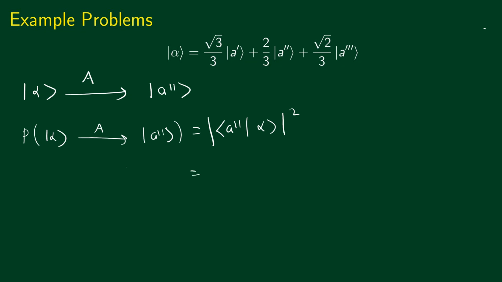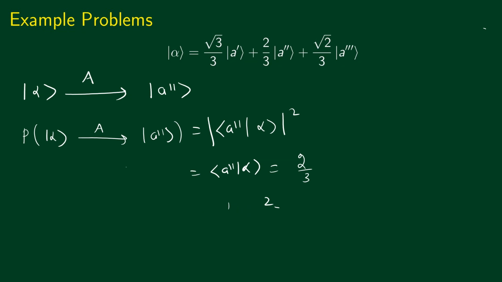So let's find this. You just take a bra A double prime on the left of ket alpha, and by orthonormality, bra A double prime ket A prime is 0, bra A double prime ket A double prime is 1. So I've got 2 by 3. And bra A double prime with ket A triple prime is also 0 by orthogonality. So to find the probability, I have to take the modulus square of this expansion coefficient. So this is simply 4 divided by 9. That's the answer.